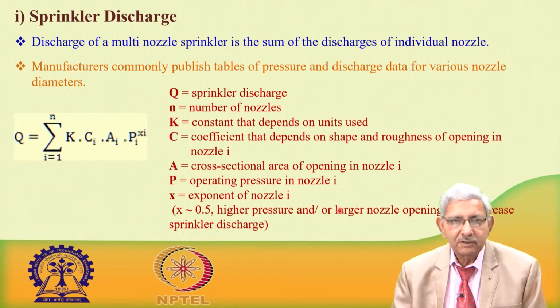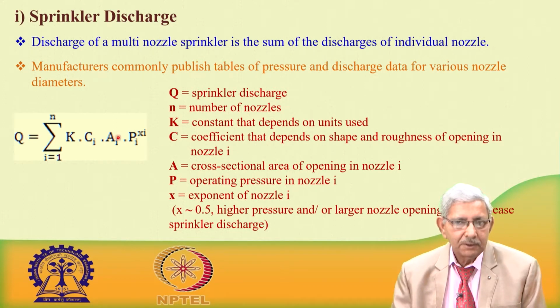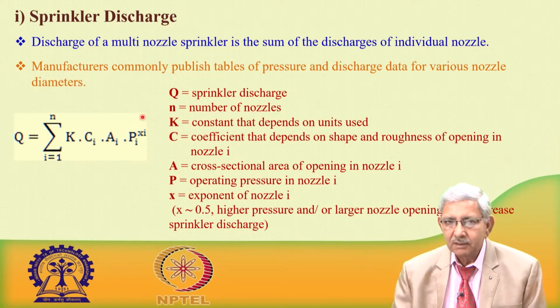Discharge from a sprinkler is a function of the diameter of the nozzle and the operating pressure. These two are the important things, and C is the coefficient of discharge. The sprinkler nozzle geometry is normally circular in shape, so it looks like an orifice, and it is an orifice flow. The value of x is approximately equal to 0.5.